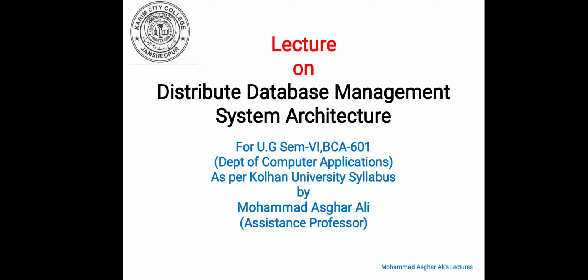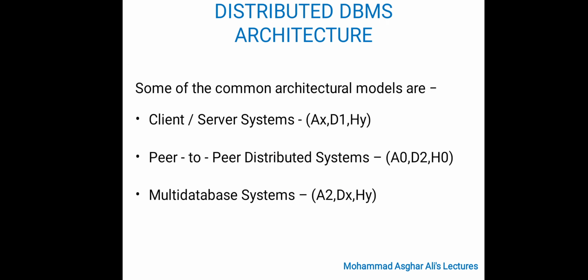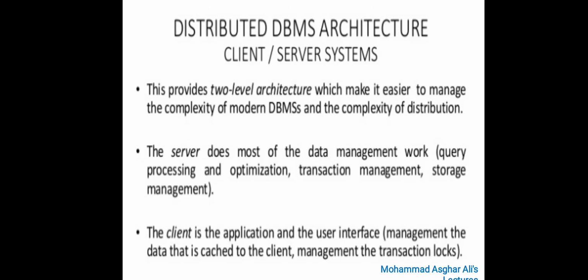As we all know, distributed DBMS architecture is divided into three parts: number one, client server system; number two, peer-to-peer distributed system; and the third one is multi-database system. Today I will explain only the first one, that is client server system. This is the most important and most widely used distributed system architecture.